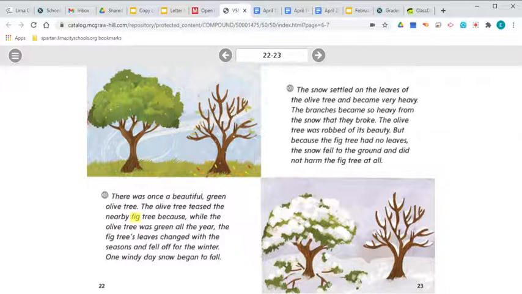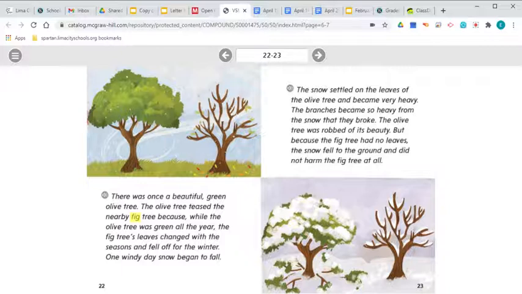One windy day, snow began to fall. The snow settled on the leaves of the olive tree and became very heavy. The branches became so heavy from the snow that they broke. The olive tree was robbed of its beauty, but because the fig tree had no leaves, the snow fell to the ground and did not harm the fig tree at all.